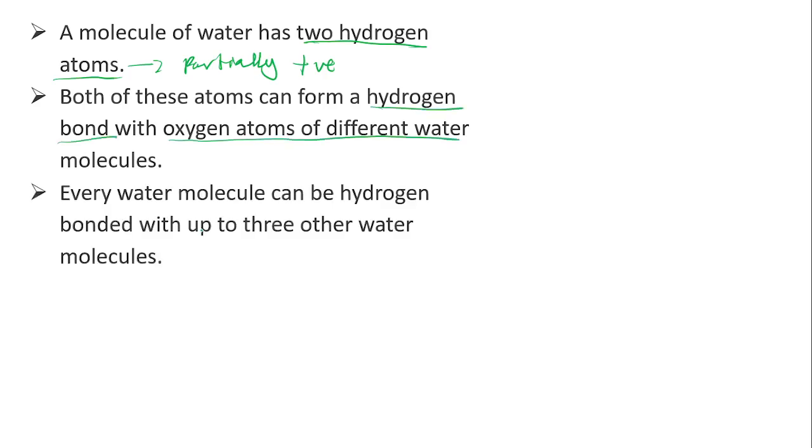Then every water molecule can be hydrogen bonded with up to three. Here, this one has to be changed to a four. Okay? For some books, it will say three. But the truth is that it has to be four. So take note of the notes that you read. For some literatures, they are going to say three water molecules. But according to the lessons you are going to be having from here, one single water molecule can make up to four hydrogen bonds with other water molecules.